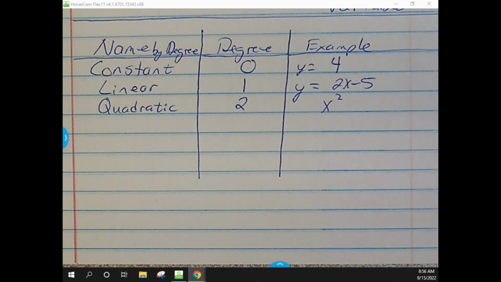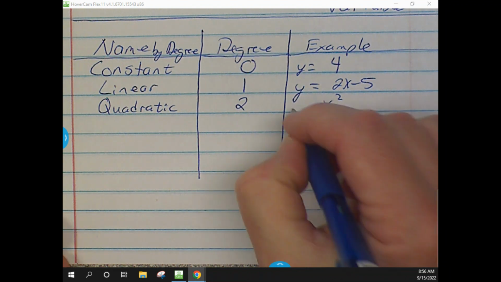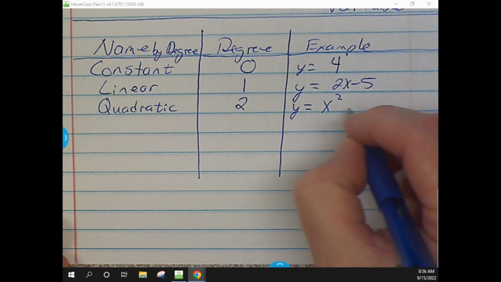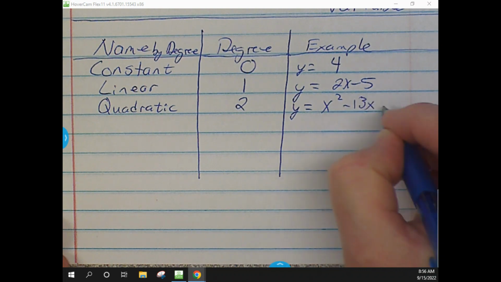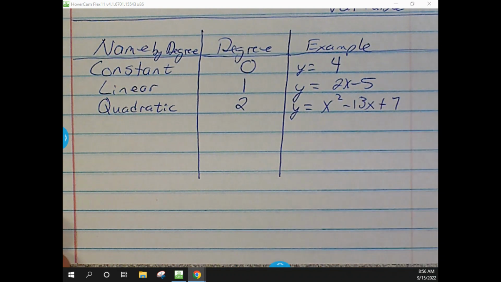I know sometimes people get a little confused because I thought quad means 4. Well, it does. I'm not sure where quadratic came from. It's probably some Latin root word. But anyway, if you're doing that one, it could be y equals x squared minus 13x plus 7 or something like that.